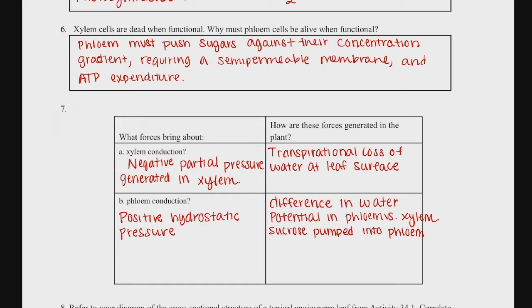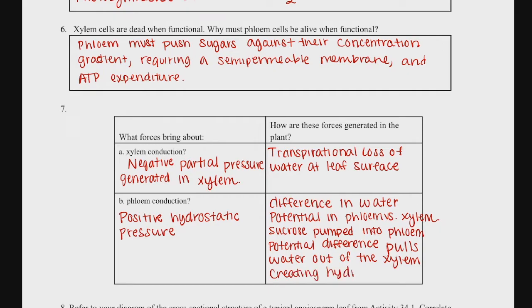Okay, sorry. The potential difference pulls water out of the xylem, creating hydrostatic pressure.